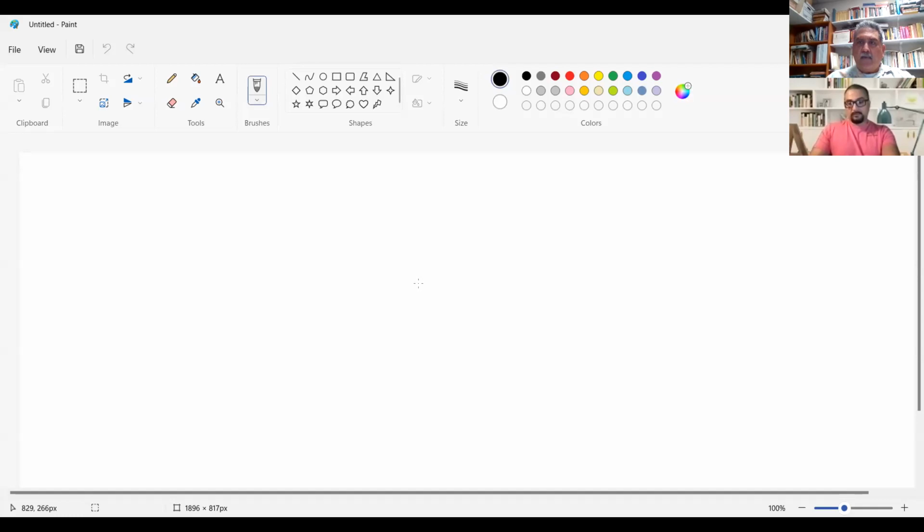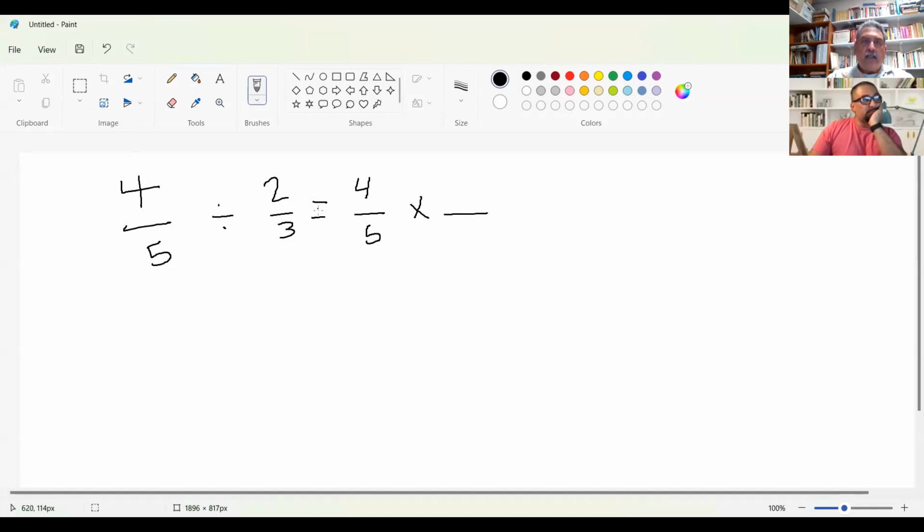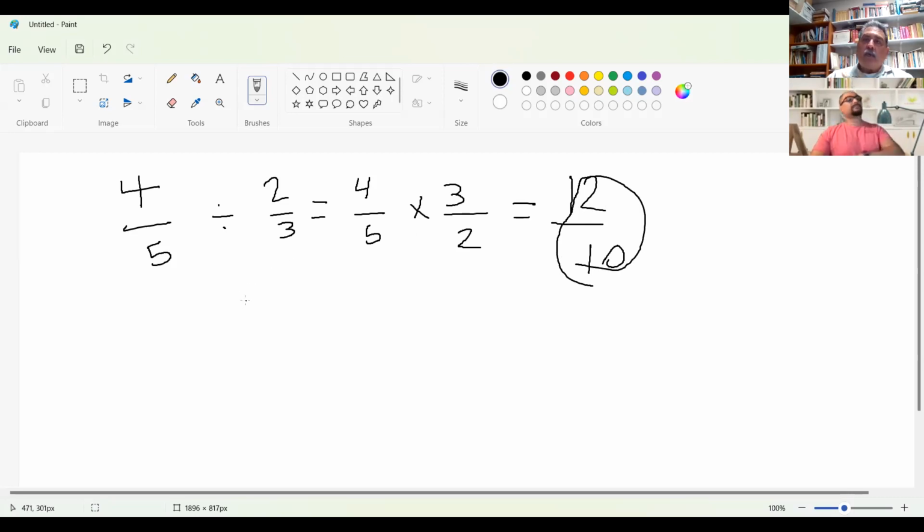Okay, so we have 4 over 5 divided by 2 over 3. When you have that, always make it the same as 4 over 5 times, and then invert this, 3 over 2. Okay? And that becomes 4 times 3, 12, 5 times 2 is 10. But this is an improper fraction. I want to make it into a mixed number.